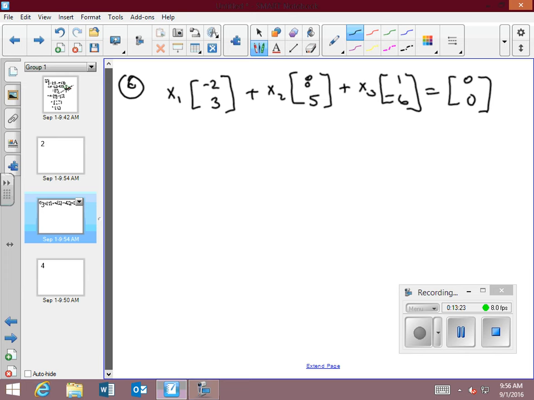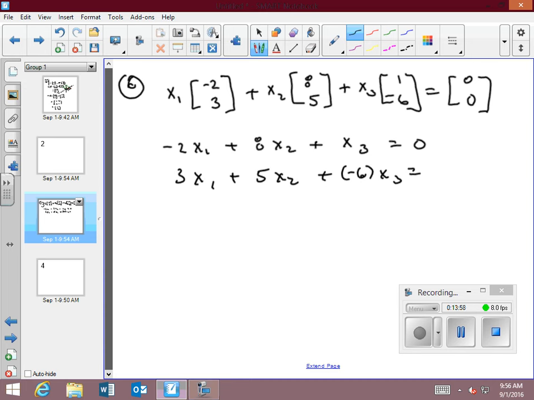So the series of equations are going to be minus 2x1 plus 8x2 plus x3 equals 0. Do you see where I got that equation? So that maybe you, this is minus 6x3 equals 0. So that's all they're wanting you to do. Okay.